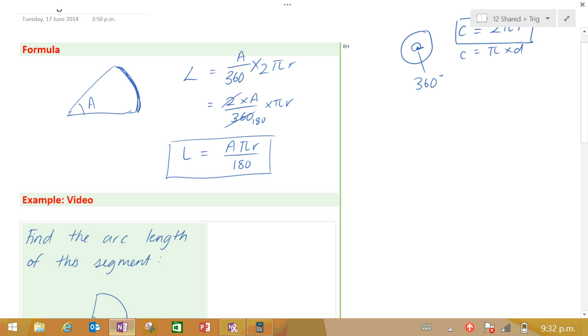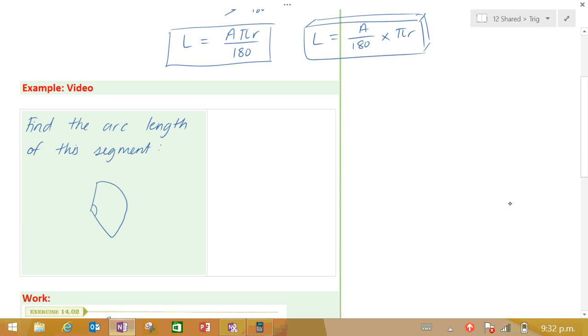You're just taking the angle, dividing it by 180, and then going pi times r. So even if you wanted to write it like this, you could write a over 180, angle over 180 times pi r, and that's pretty easy for you to remember. You may not be given that formula in that particular form on your formula sheet, so just be aware of that.